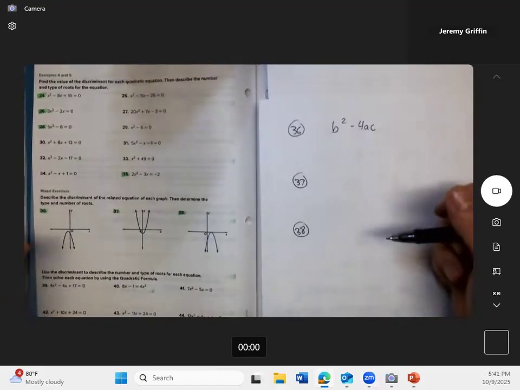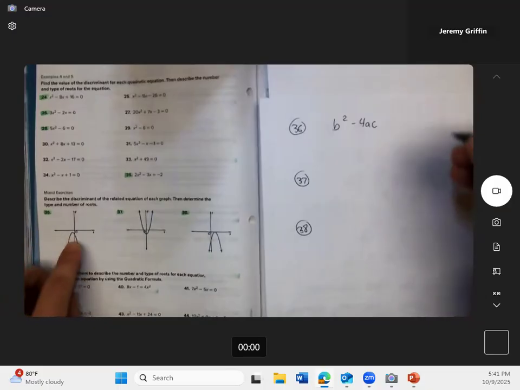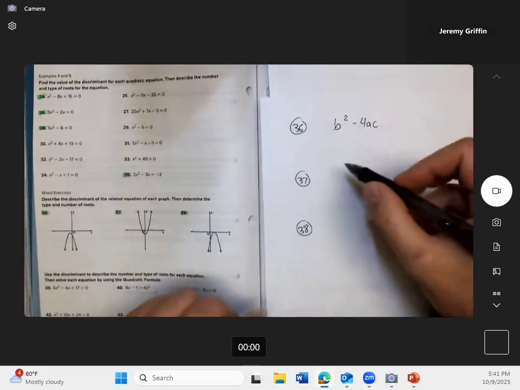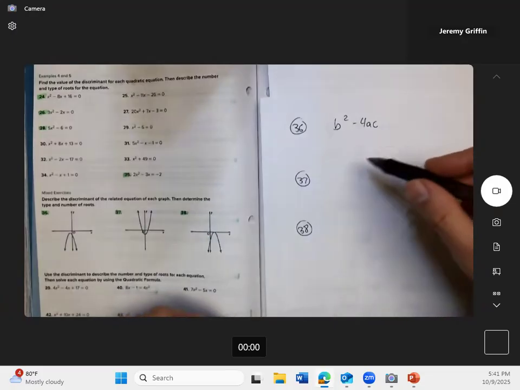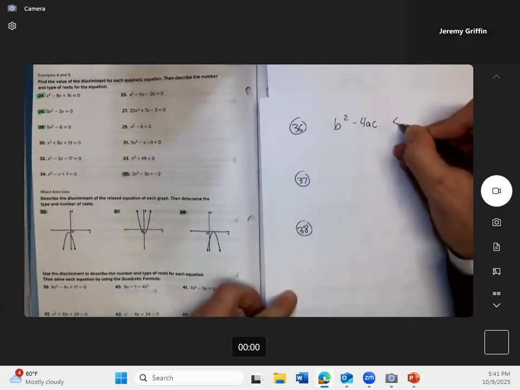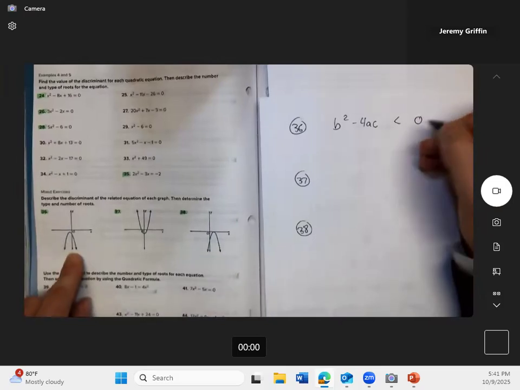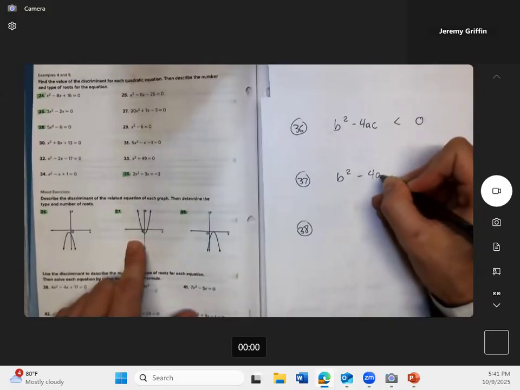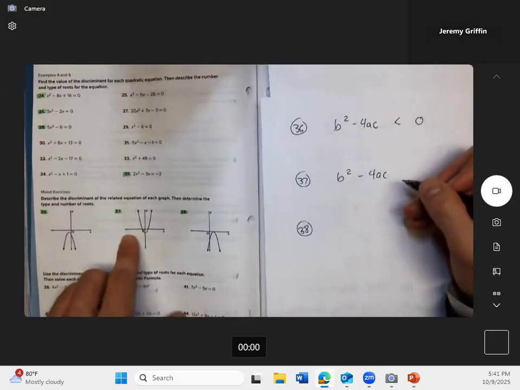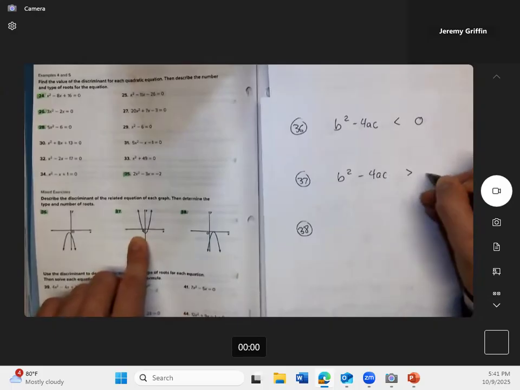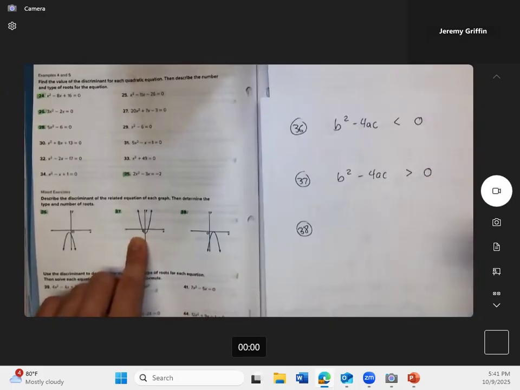The fact that this parabola does not touch the x-axis at all, whatever the equation is, I know if I set up the standard form ax squared plus bx plus c equals 0, the b squared minus 4ac bit would have to come out to be negative. It has to. On number 37, b squared minus 4ac, well, this parabola does cross the x-axis twice, so this discriminant has to be positive, more than 0.